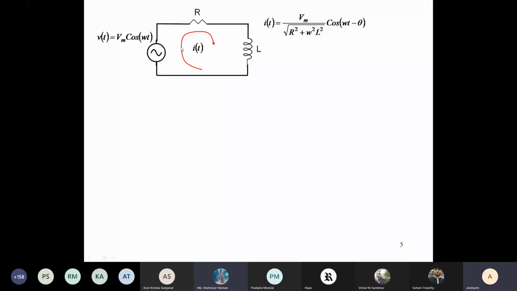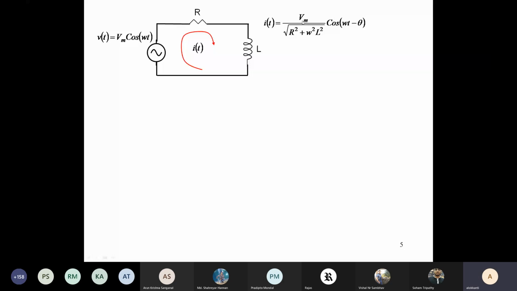DC current. So it is a DC source. Omega equal to 0, then you see that in the denominator it basically becomes R. The denominator is R, that is basically the voltage by the resistance.